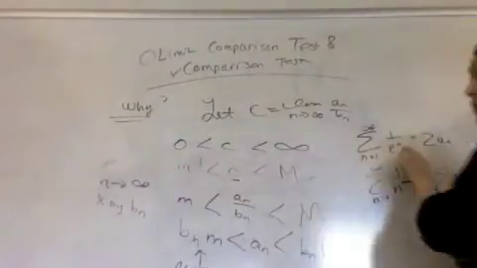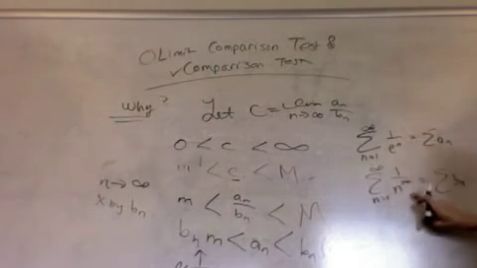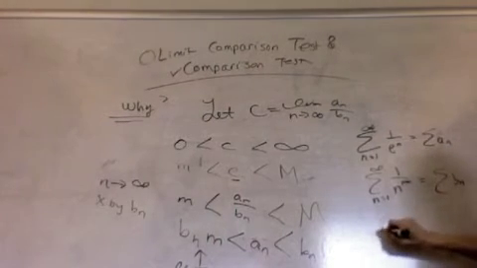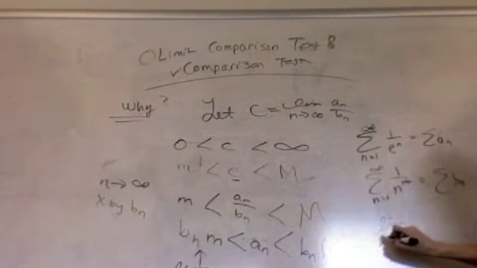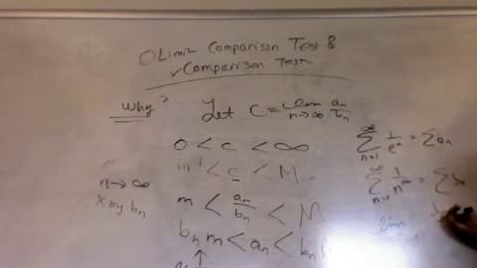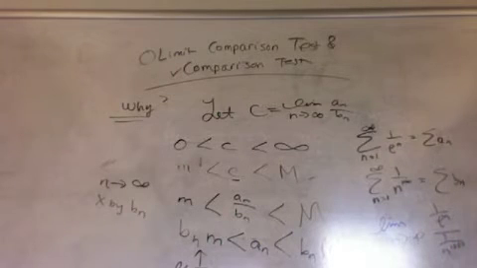So this is what I want to show you with this. Because if I do the limit comparison test, and this is my a sub n, and this is my b sub n, I want to take the limit as n goes to infinity of that over 1 over n to the 1,000, which is the same as this.